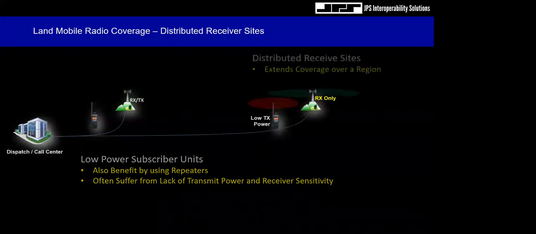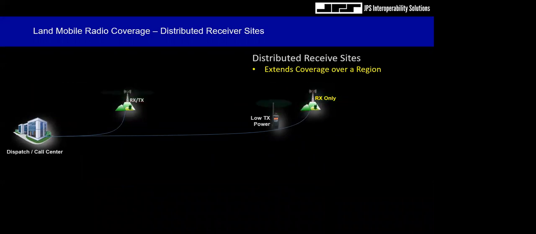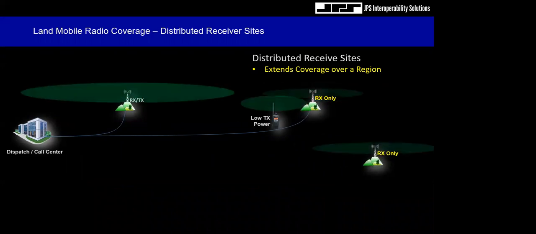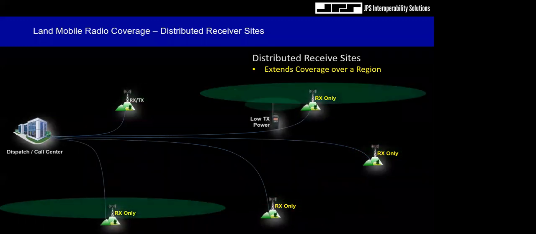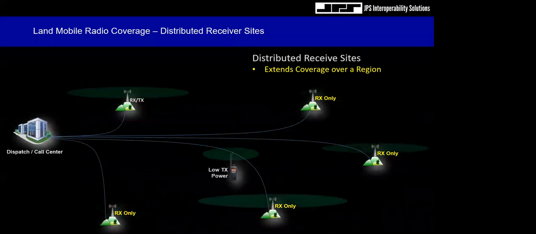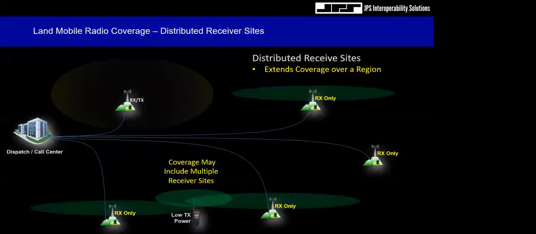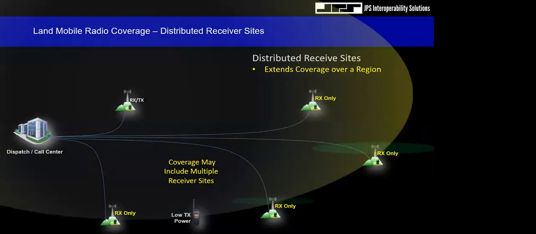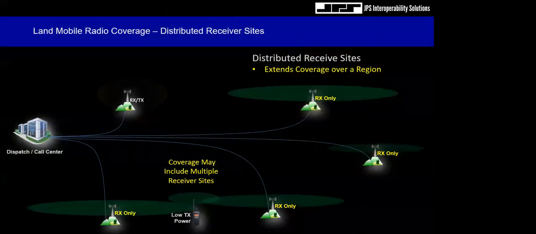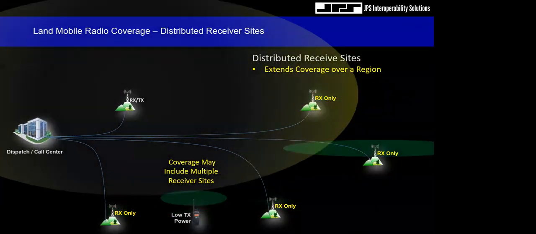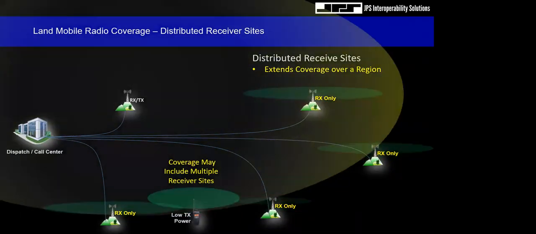We can then fortify the coverage area by adding more repeaters or relay sites or receiver sites, and then taking that information and consolidating it at a call center or a dispatch center. This allows subscriber units to roam throughout an entire region, hopefully being within earshot of a receiver site. I can take that receive audio, bring it into a location of consolidation, and then deliver it to a transmitter.